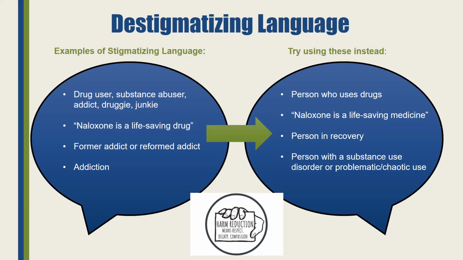Additionally, I try really hard to refer to naloxone or Narcan as a life-saving medicine instead of a drug, just because, especially when we're talking about substance use, even just the term drug sometimes can have a negative connotation. And then also, again, person in recovery rather than former addict or reformed addict. And when we're talking about addiction, we can also use the language person with a substance use disorder or someone experiencing problematic or chaotic use.